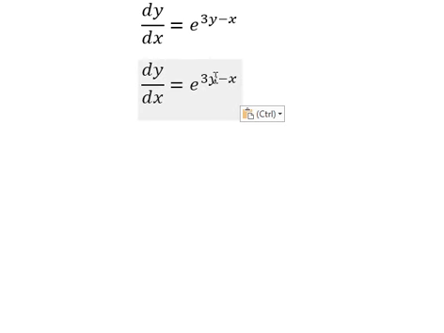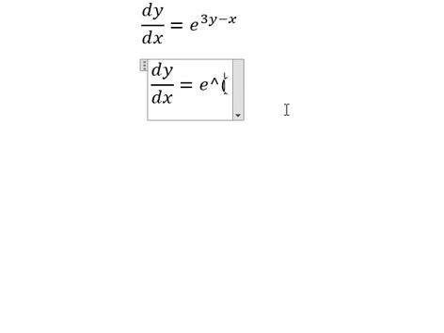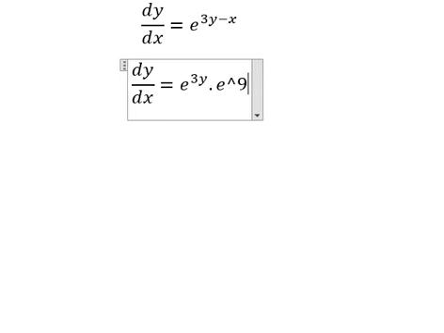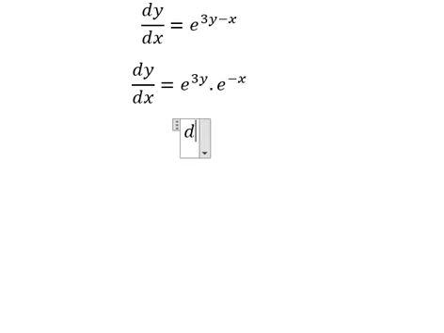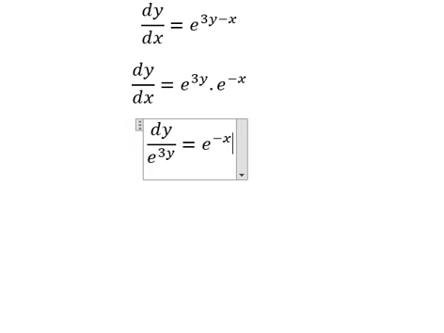e to the power of 3y minus x, we can write into e to the power of 3y multiplied by e to the power of negative x. Next, the x will go to the right, e to the power of 3y will go to the left, and you get dy over e to the power of 3y equals e to the power of negative x dx.